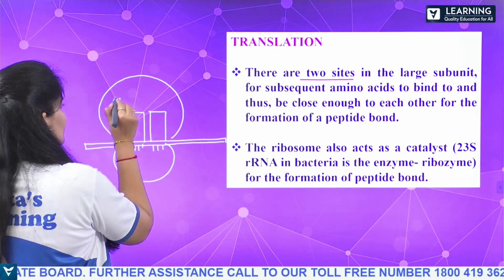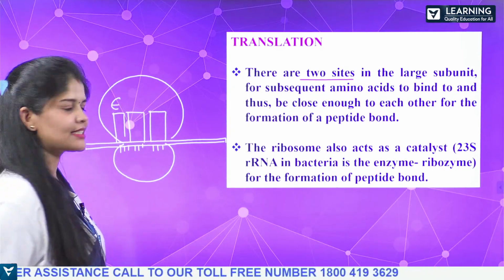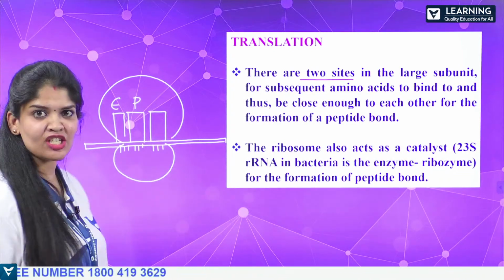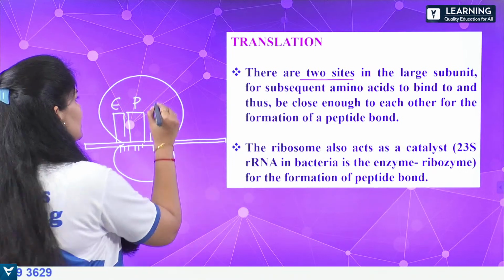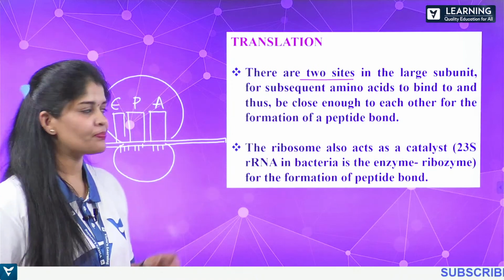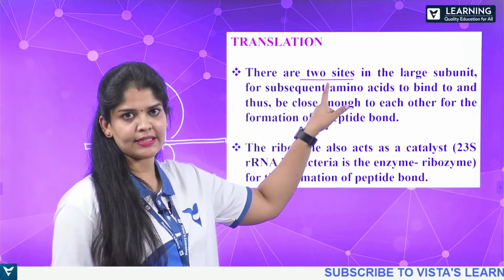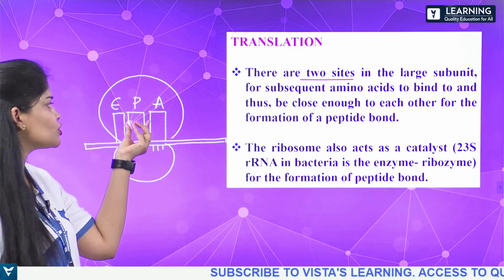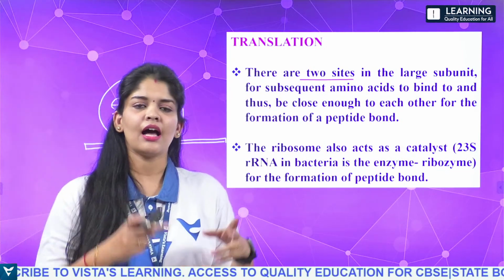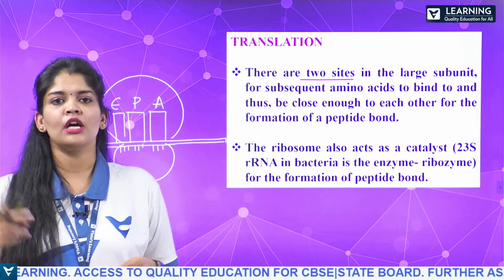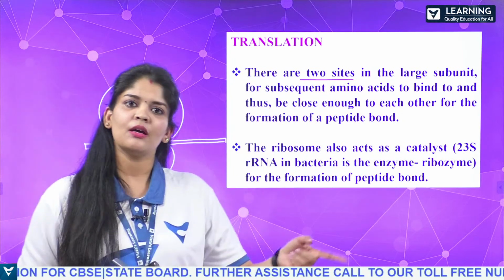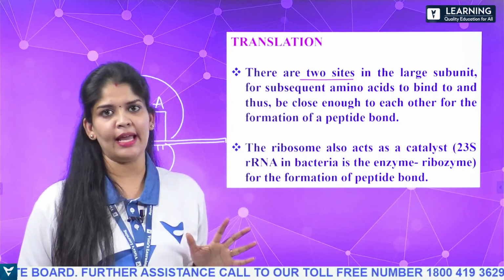So, we will have the exit site, the peptidyl site or polymerization site or donor site, and an acceptor site or aminoacyl site. So here there are two sites. Major importance is given to these two sites. The exit site is for exit of the used up tRNA, which will leave the ribosome to carry a specific amino acid when it comes again, which is decided by the codons present on the mRNA.